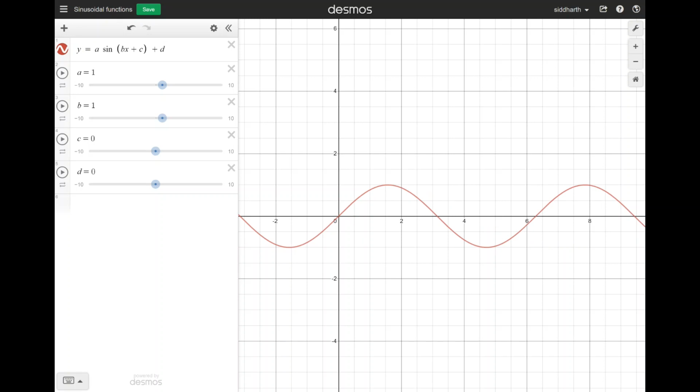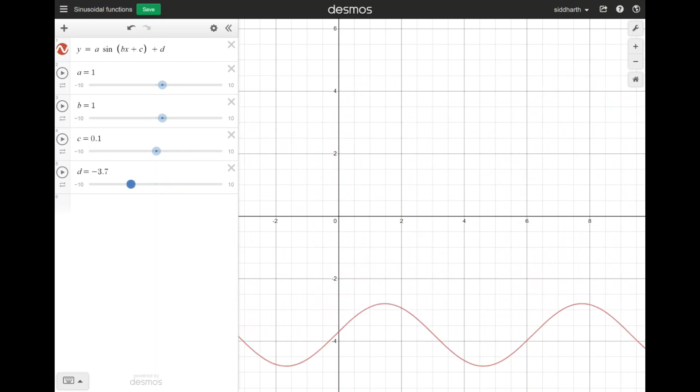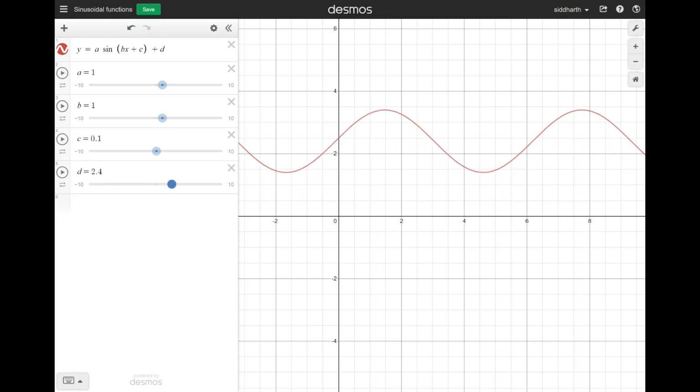Now let's look at what c does. When I change the value of c, you can see that this graph undergoes a horizontal translation across the x-axis. This horizontal translation for these sinusoidal functions is called a phase shift. Now let's see how d affects the graph. As we change the value of d, you can see that this graph will undergo a vertical translation, which means that d controls the vertical position of the graph, or the midline of the graph.